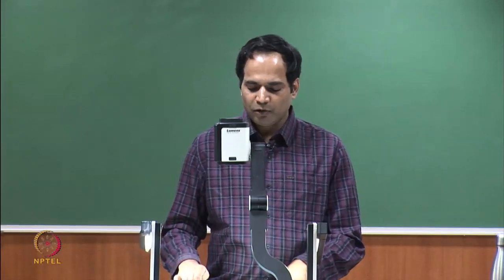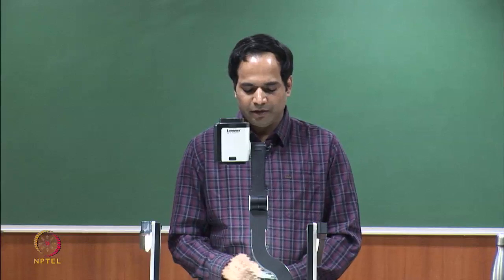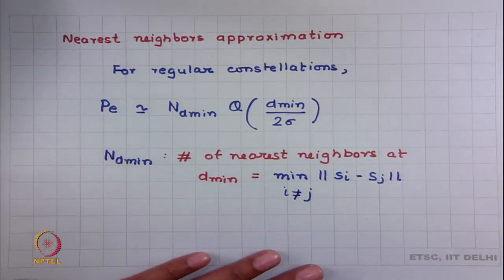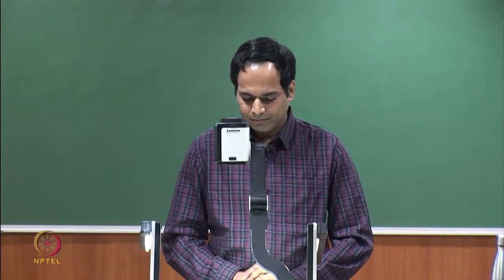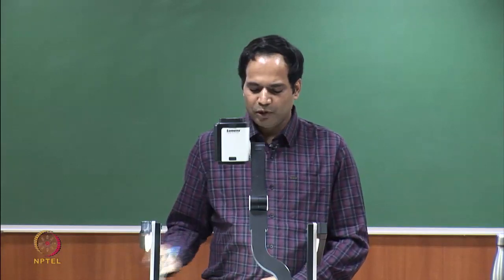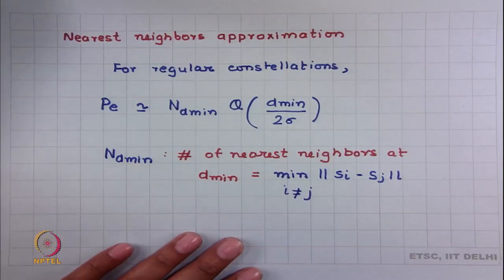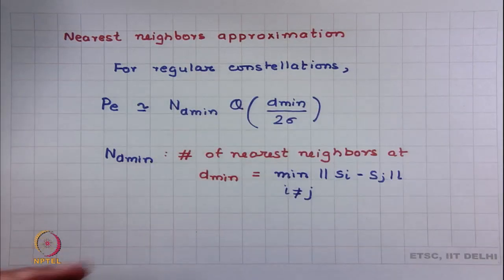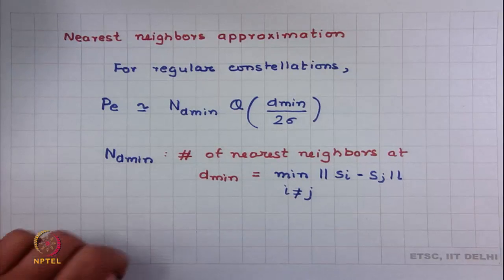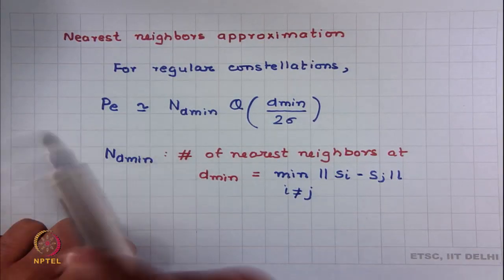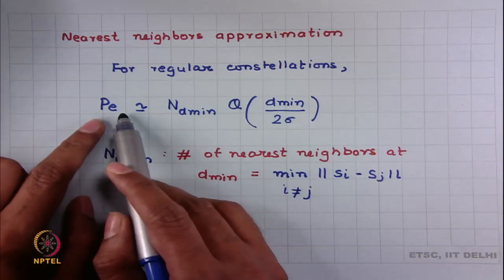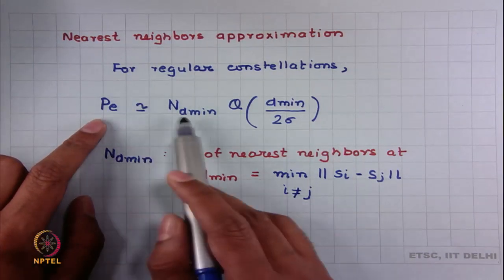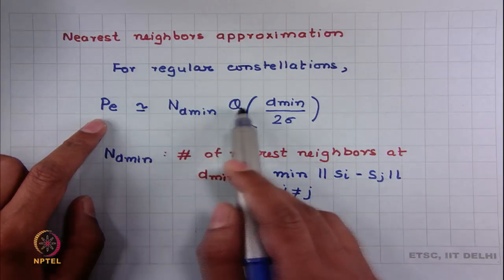Okay. So, now from bounds we are going to approximation, and this is the nearest neighbors approximation, probably one of the most widely used approximations when you are calculating the probability of error. And what is this? It can be used for regular constellations. So, normally we will deal with regular constellations only, right. The signal set will be regular constellations. So, for PSK the symbols will lie on a circle, for QAM the signals will lie on a rectangle. Okay. So, probability of error is approximated as N d min times Q of d min by 2 sigma.